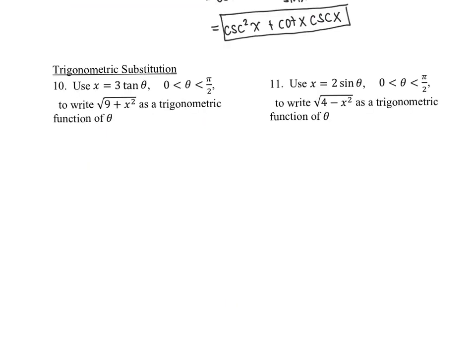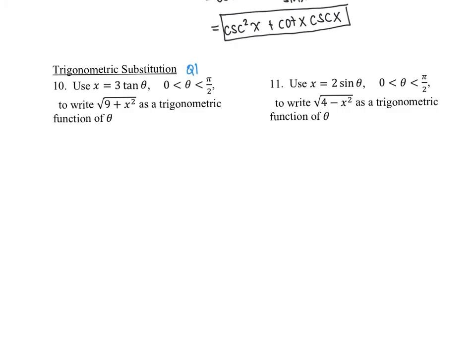Okay, the last thing in this section is the trigonometric substitution. It says use x equals 3 tangent theta, 0 is less than theta is less than pi over 2 to write 9 plus x squared as a trigonometric function of theta. They just want you to make a substitution. They're trying to get you ready for polar coordinates. They do tell you 0 is less than theta is less than pi over 2, which tells you you're in quadrant 1. So it's just trying to keep things positive. I think they're trying to make it easier for you.